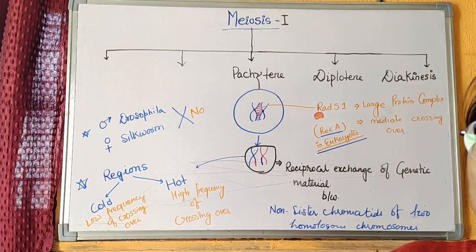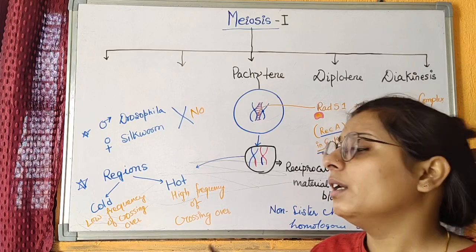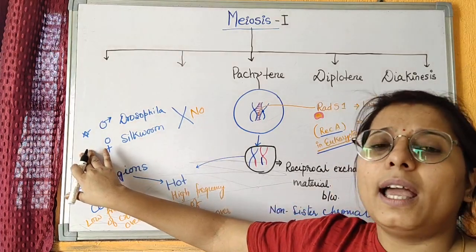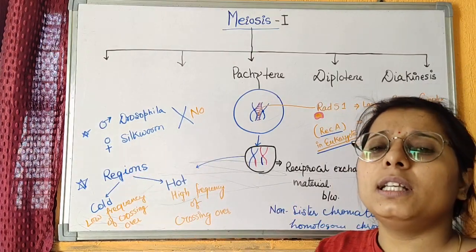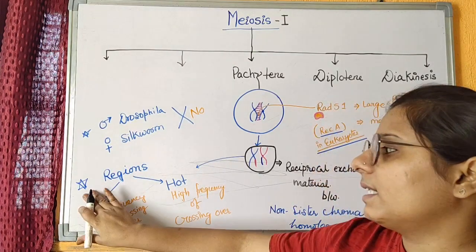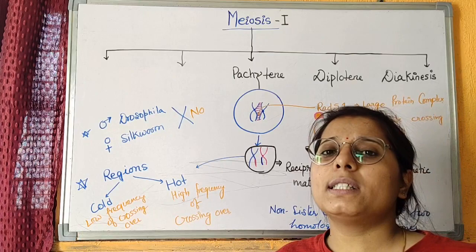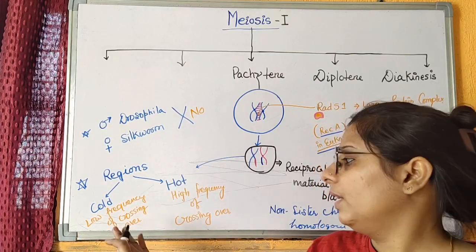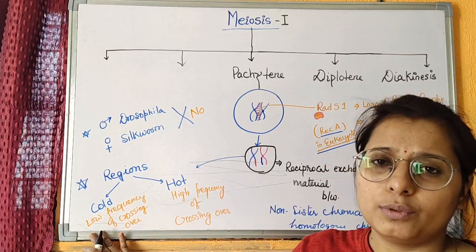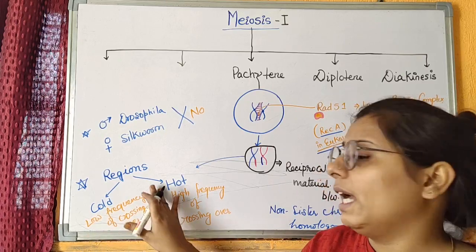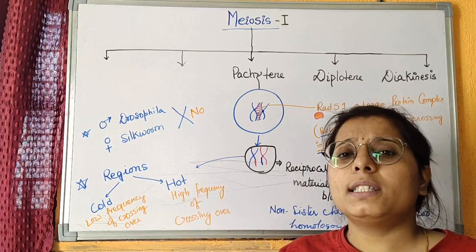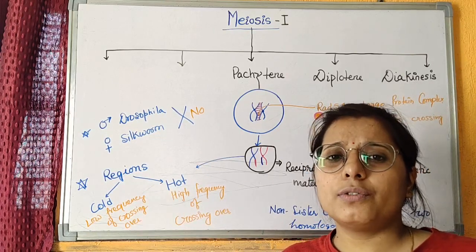But two points have to be remembered always for Pachytene stage: first, in male Drosophila and female silkworm crossing over never happens, and second, a chromosome always has two regions for crossing over. First is the cold spot, where there is a low frequency of chromosomal crossing over, and the second is the hot spot or the hot region, where there is a high frequency of occurrence of crossing over.